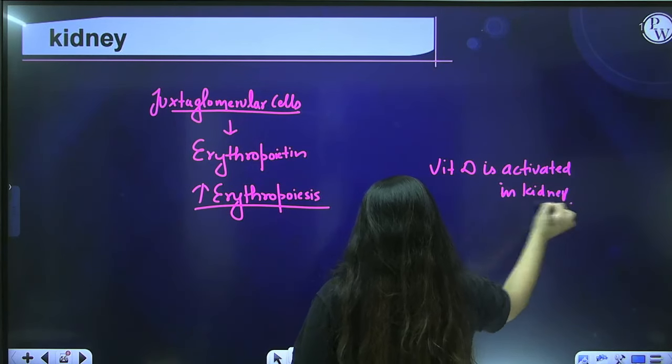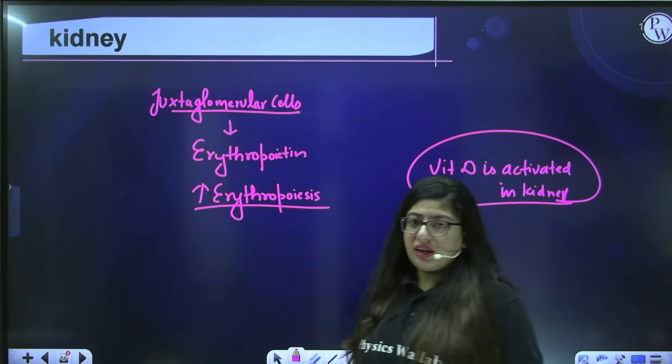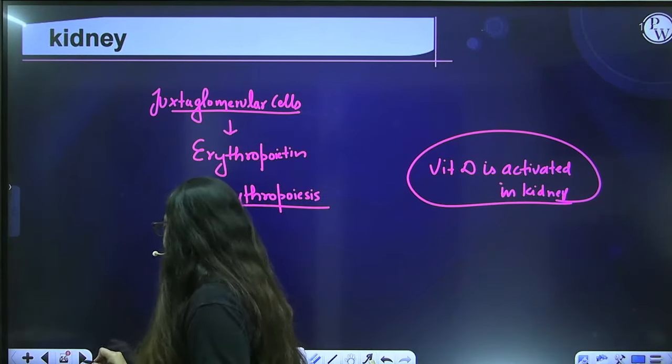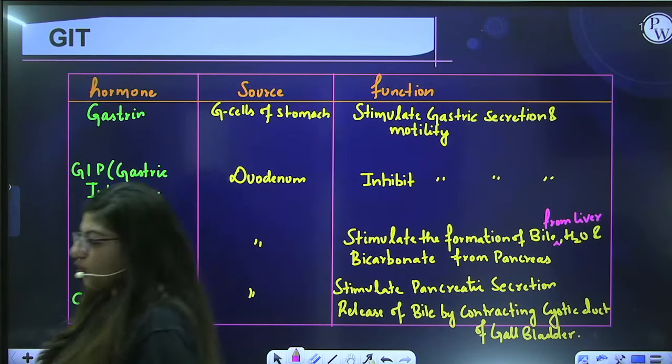And second, erythropoietin will not be there. And anemia can occur to that patient. Okay. All right. Next. Now, hormones of gut, your gastrointestinal tract. Let's talk about them.